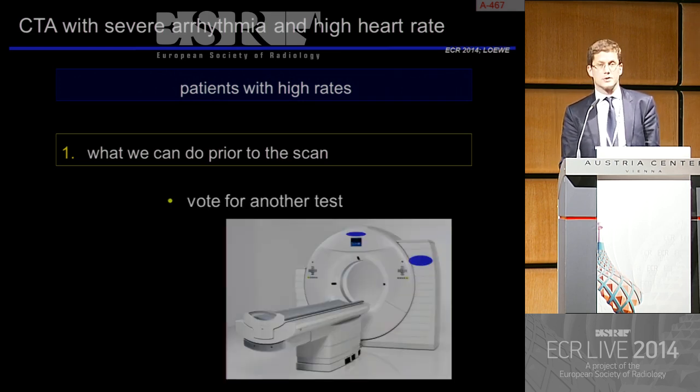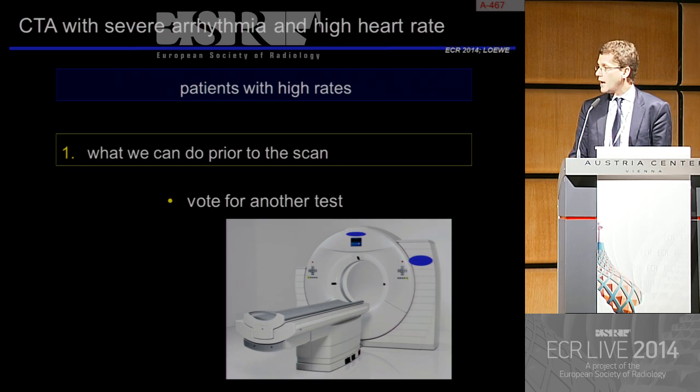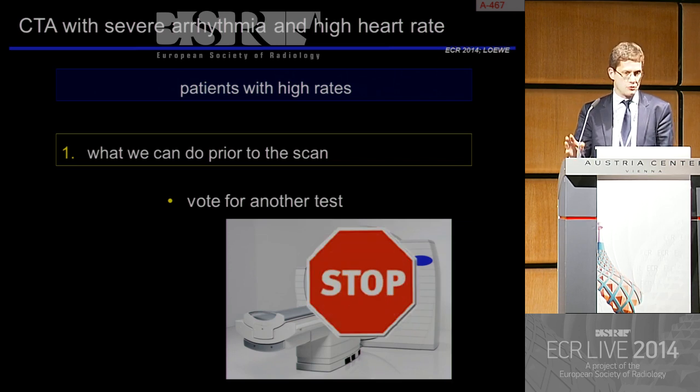What we can do prior to the scan, if the patient comes in and the heart rate is really high, well, we can make it very easy and we can vote for another test. We can say, stop, get out of my room, cardiac CT is nothing for you. Of course, that's an option. Maybe it's not a very good option, and maybe you will end up alone with your scanner and you will not perform any cardiac CT anymore.